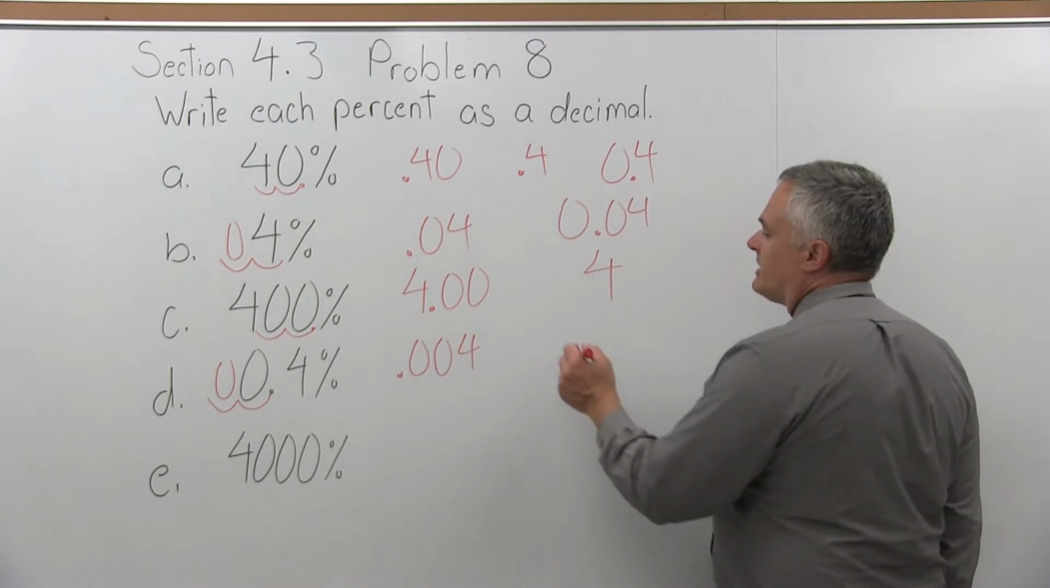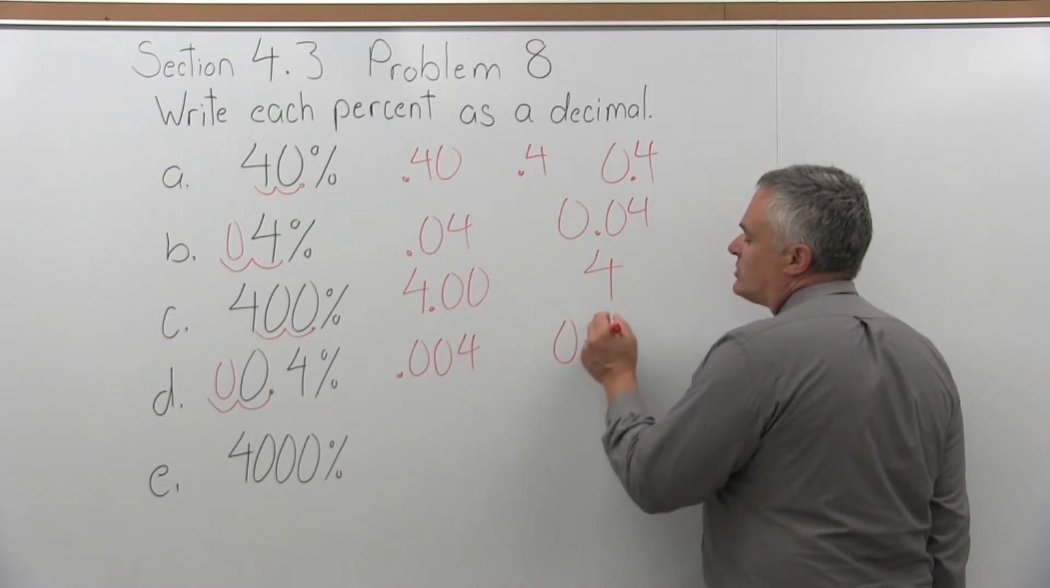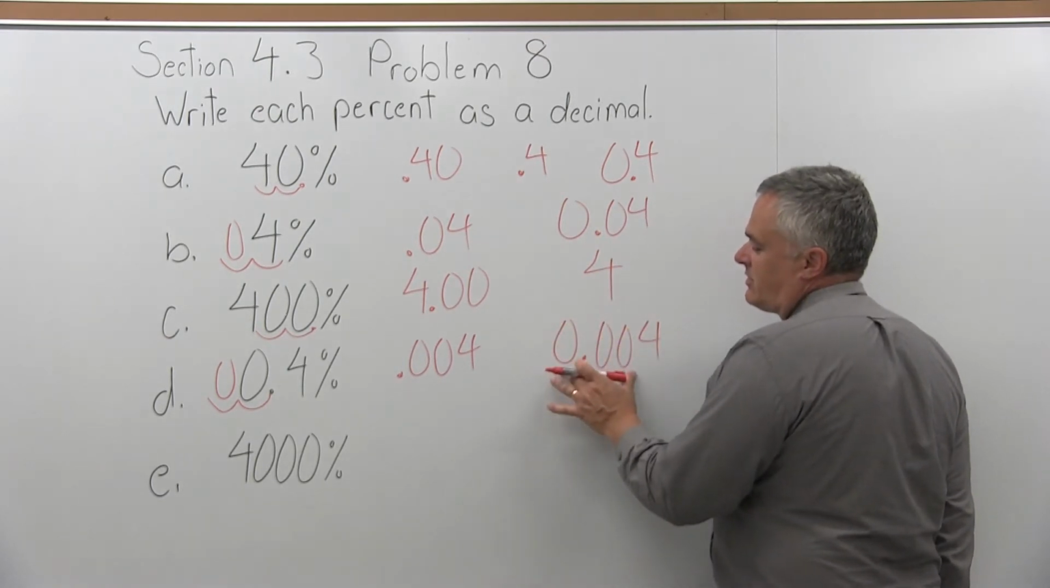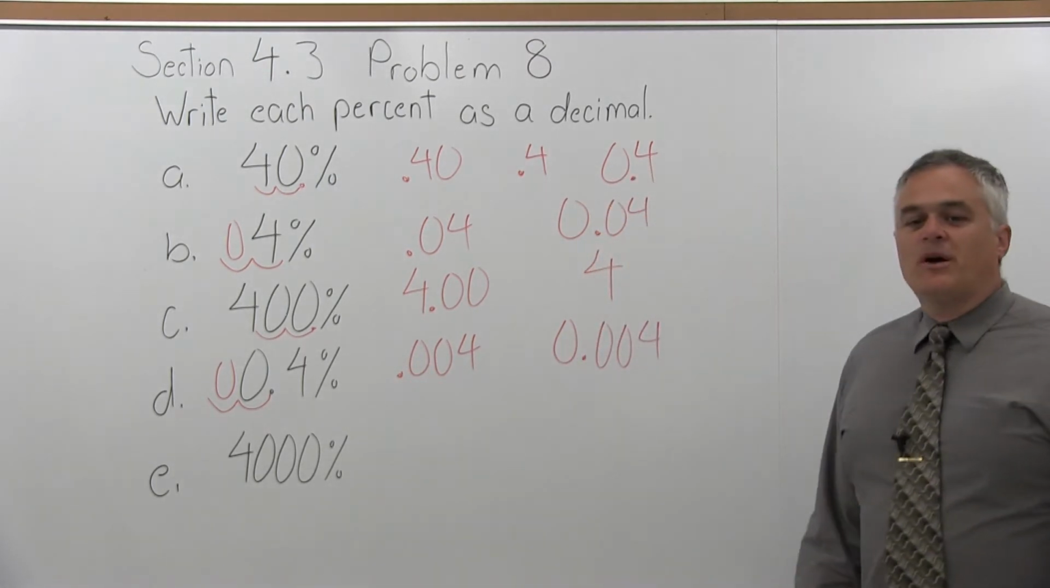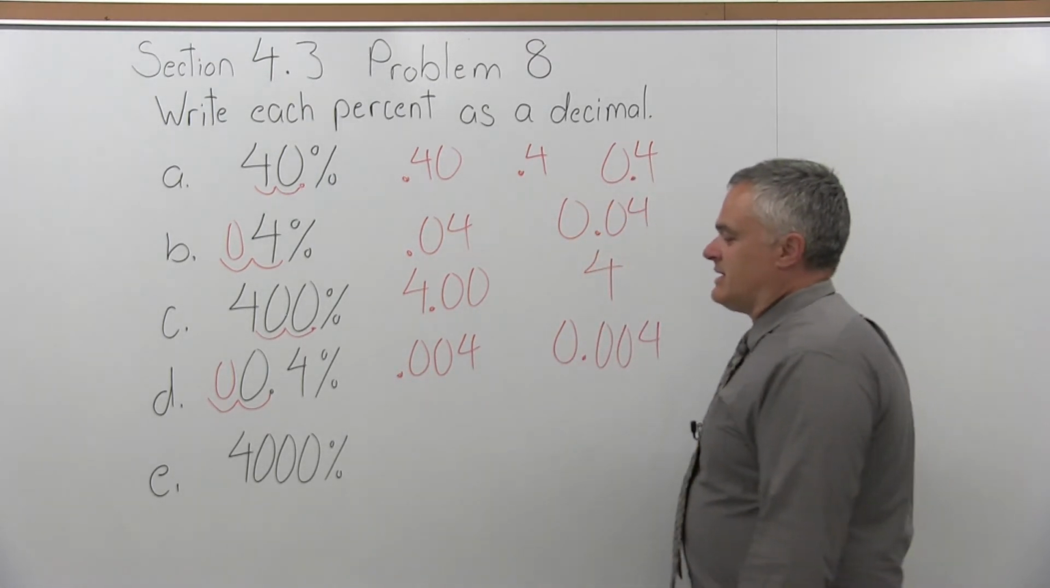And again, some people like to start it with a 0. I usually don't, but it's not considered wrong at all. That's fine. Or 0.004. And the last one, part E, 4,000%, write it as a decimal.